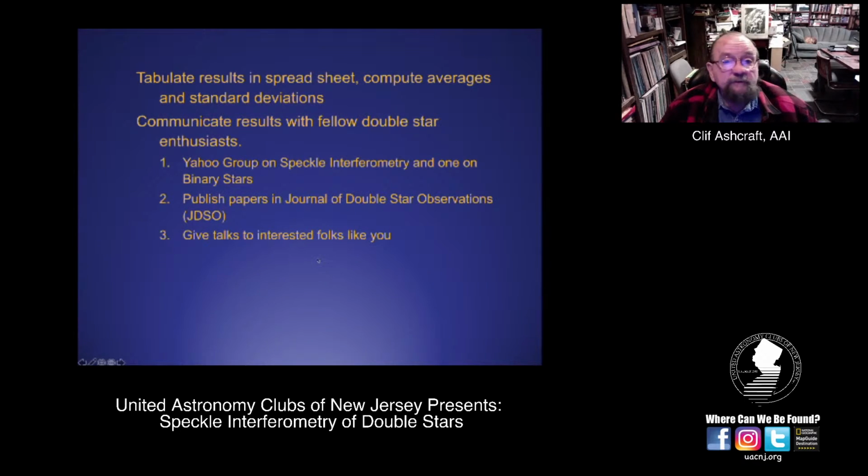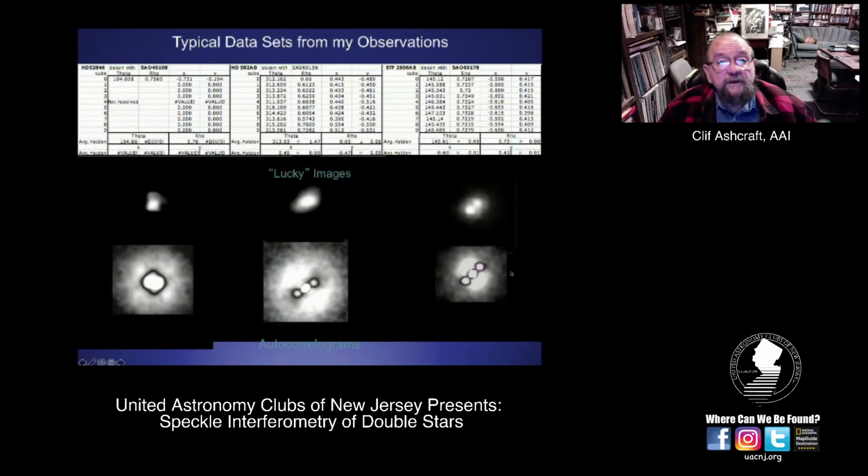Now, once you've done that, tabulate all 10 values in your spreadsheet, compute averages and standard deviations, and communicate the results with fellow double star enthusiasts, particularly the ones at the U.S. Naval Observatory who are keeping track of all this. Tell the guys on the Yahoo group, which unfortunately is defunct. It's now one of those AP group things, but it got converted. Publish papers and give talks to interested folks like you.